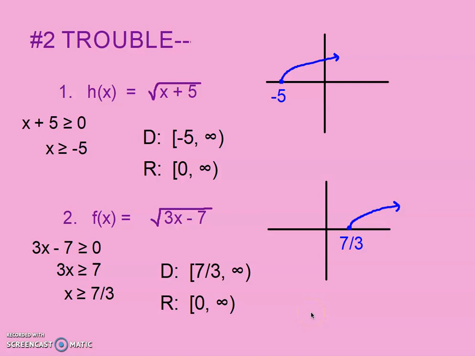Now, the range isn't always starting at 0. It just happened that way on these two examples. But again, you could type that in your calculator and look at it.